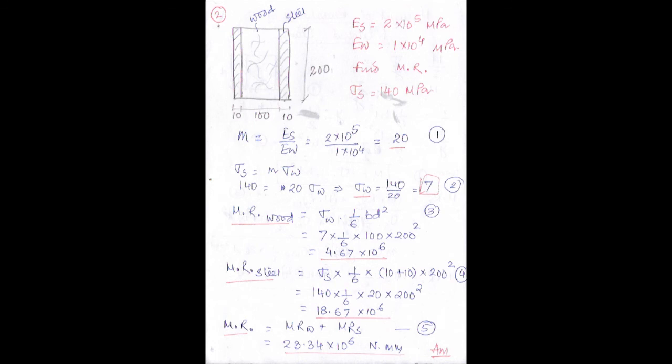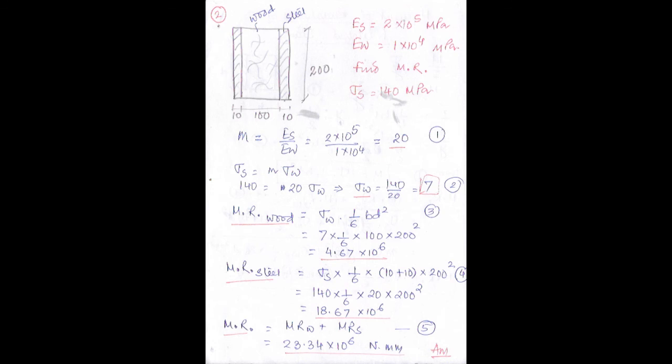So the first step here is you find out the modular ratio m. What is modular ratio? Ratio of ES and EW, elasticity of steel by elasticity of wood. So that gives us 20. So this is the first equation. Then what is the relationship between the stress of both materials? Sigma S equal to m into sigma W.